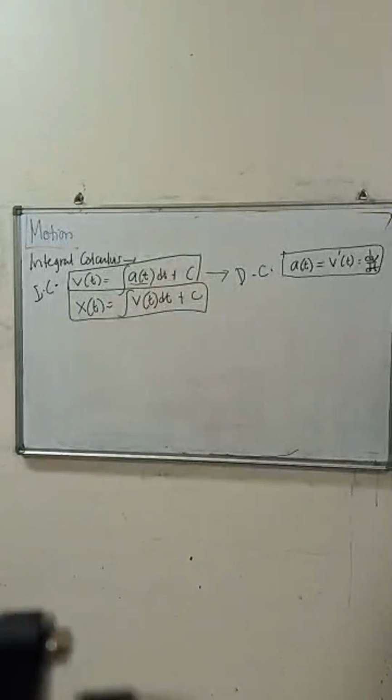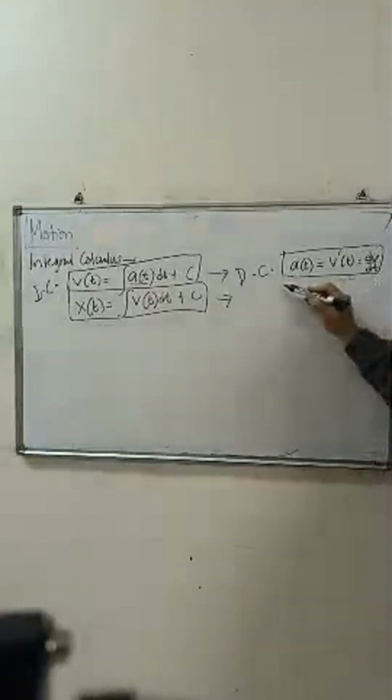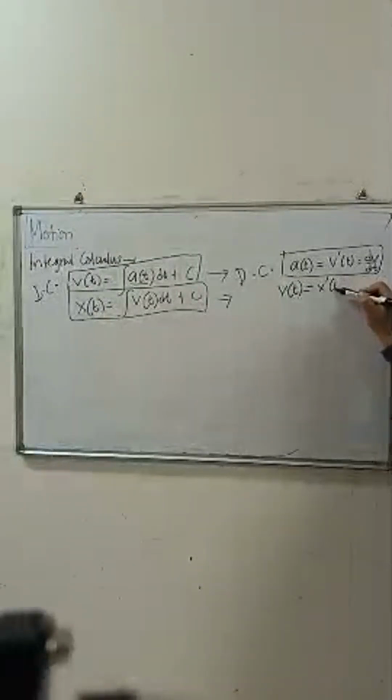Now we go to the rate of change of the position, or the rate of change of the displacement. So it's going to be the v function of t is equal to x prime of t, or dx/dt.